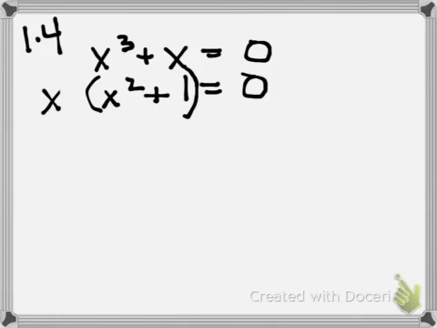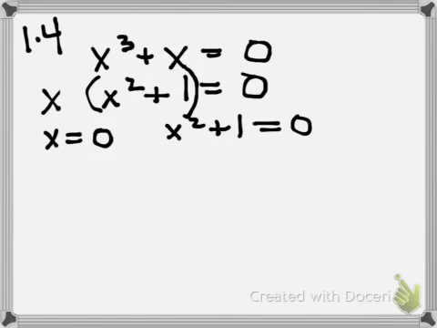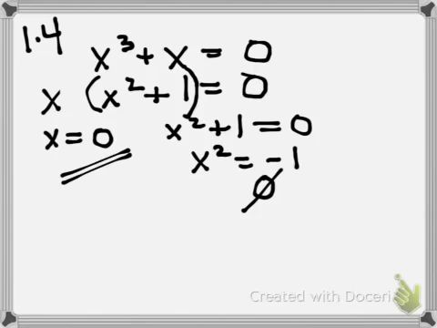So again, by the zero product property, these two quantities, x and x squared plus 1, multiplying to give you 0, one or both of them have to be equal to 0. So I'm setting these two factors equal to 0. 0 works. 0 cubed plus 0 is 0. That works. But if I take x squared equals negative 1, there is no solution for that because I can't square a real number and get a negative. Therefore, there is just the solution of x equals 0 for the problem. Let's look at another one.